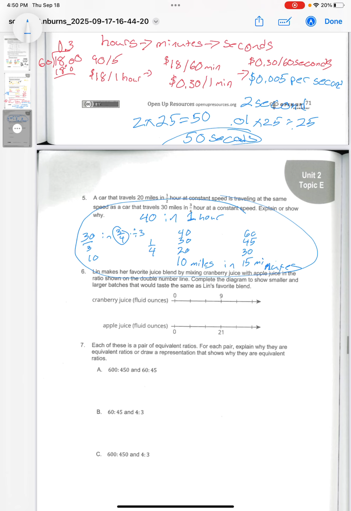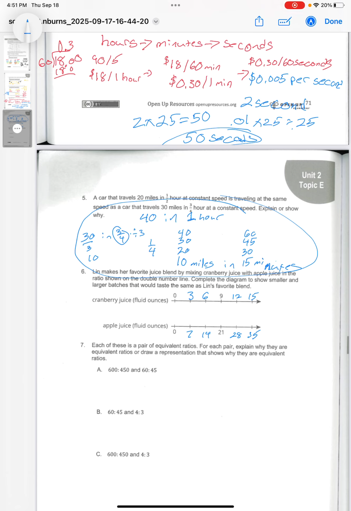Now, for 6, Lynn makes her favorite juice blend by mixing cranberry juice with apple juice in the ratio shown in the double number line. Complete the diagram to show smaller and larger batches that would taste the same as Lynn's favorite blend. So this is a double number line where we have to do skip counting. Well, we want to count to 9 where we're counting by the same thing. So that's 3, 6. And then since we're counting by 3s, 12 and 15. And then since that's 21, this would be 7 and 14, followed by 28 and 35.